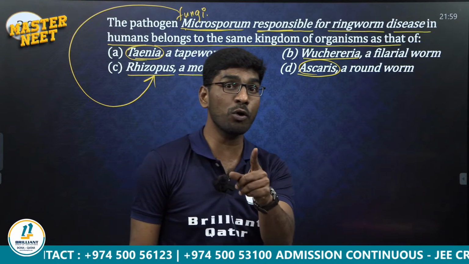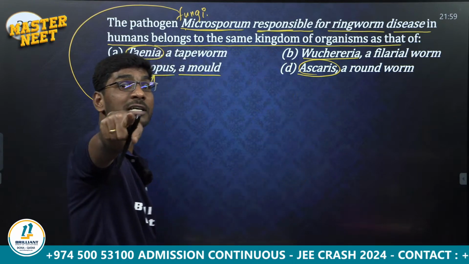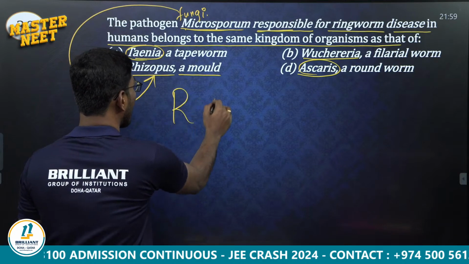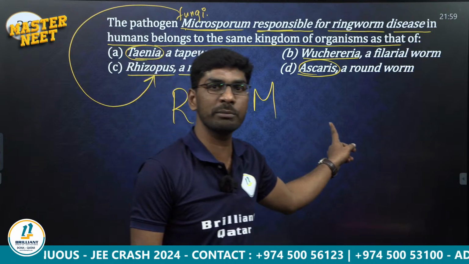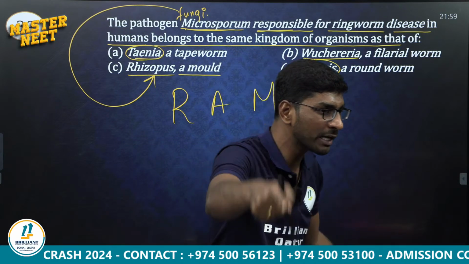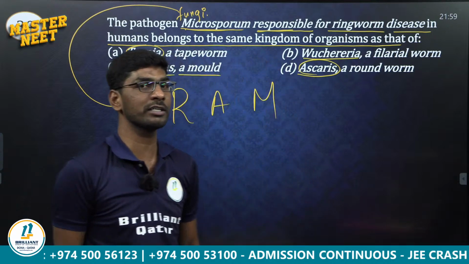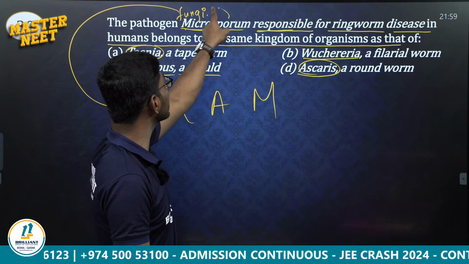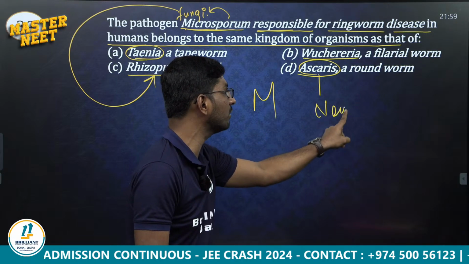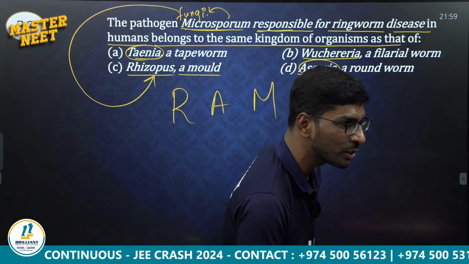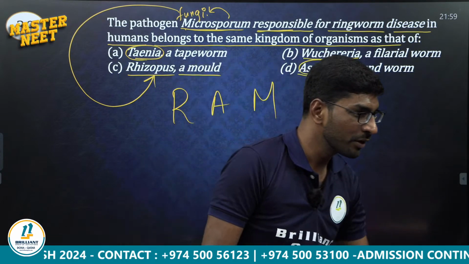Do you remember Phycomycetes, Rhizopus, the RAM example we gave? R-A-M, Ram: Rhizopus, Albugo, Mucor. Do you remember this mnemonic? So what's the correct answer to this one? It's not D, beta. Microsporum is actually fungi, but D, Ascaris, is a nematode, beta. It is a nematode or Aschelminthes. So the answer is what? Option C, come. Option C. You got my point?